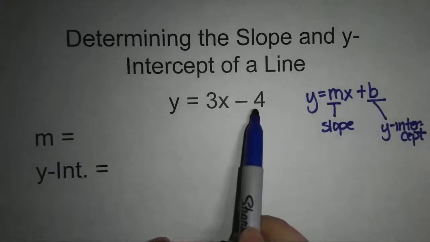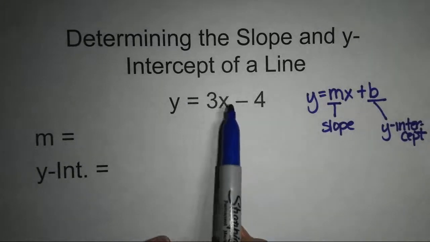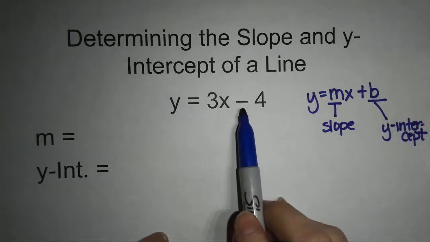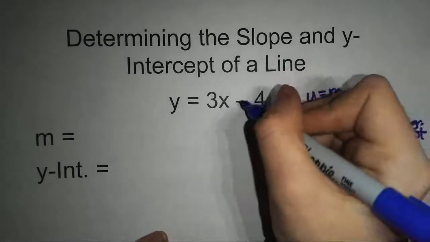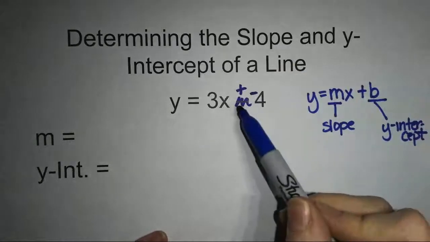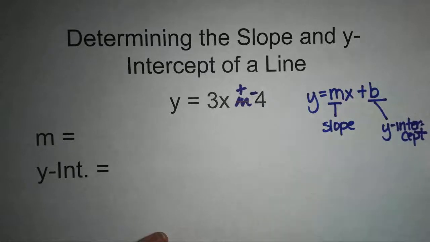Now, this is in slope-intercept form. We have y equals a number times x plus another number. I know it looks like minus, but when you have minus, you could say that you are adding the opposite. So minus 4 is the same as plus a negative 4.